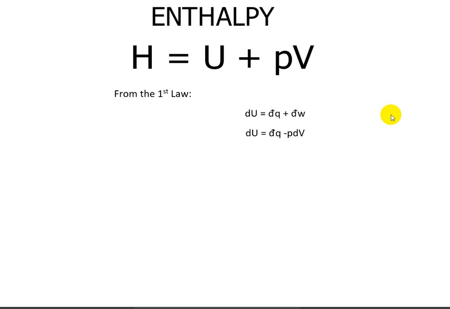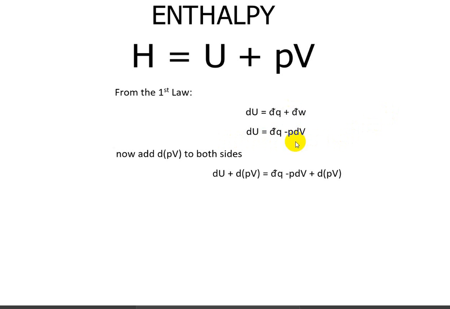From the first law, we can write dU is equal to dQ plus dW. That is, the change in internal energy is equal to the change in heat plus the change in work. What's more, we can express the change in internal energy as dQ minus PdV because we're only going to consider pressure-volume work. Next, I'm going to add the derivative of pressure volume, d(PV), to both sides. So here I have the change in internal energy plus d(PV) equal to the change in heat, the work term, and again the d(PV) term.